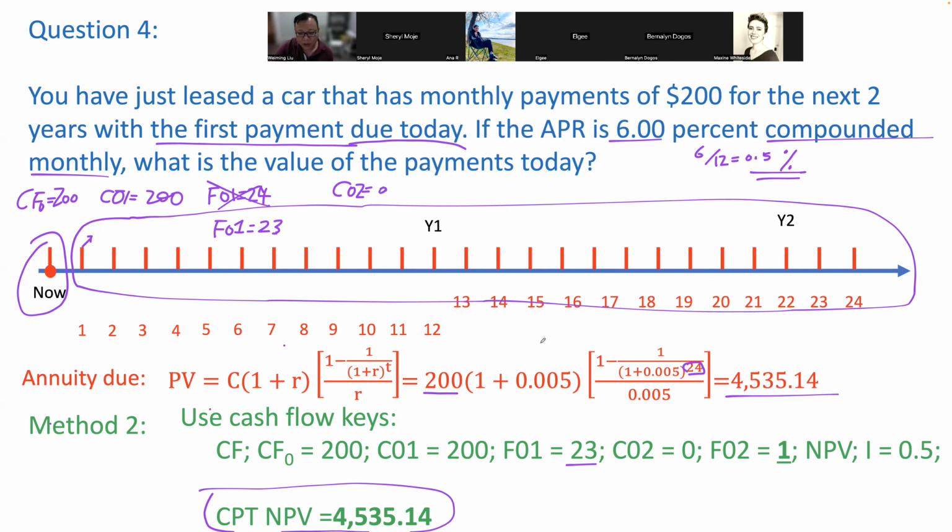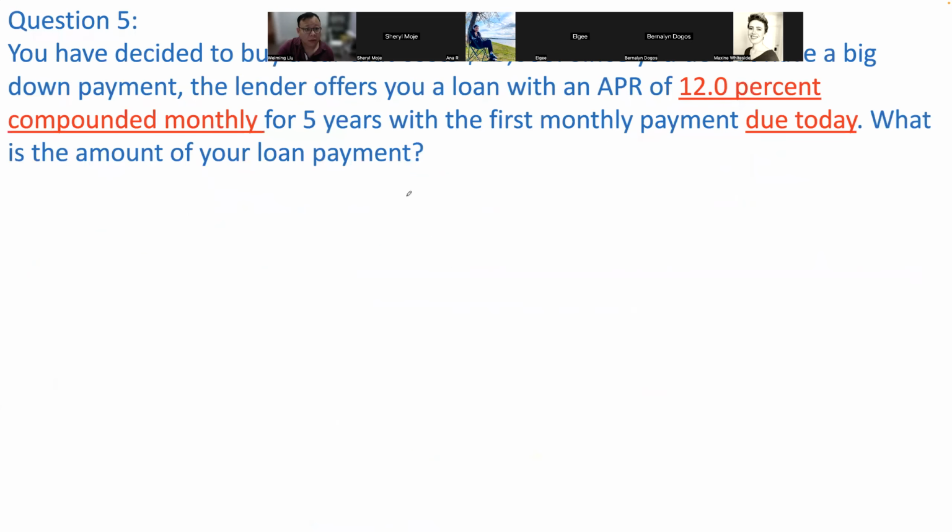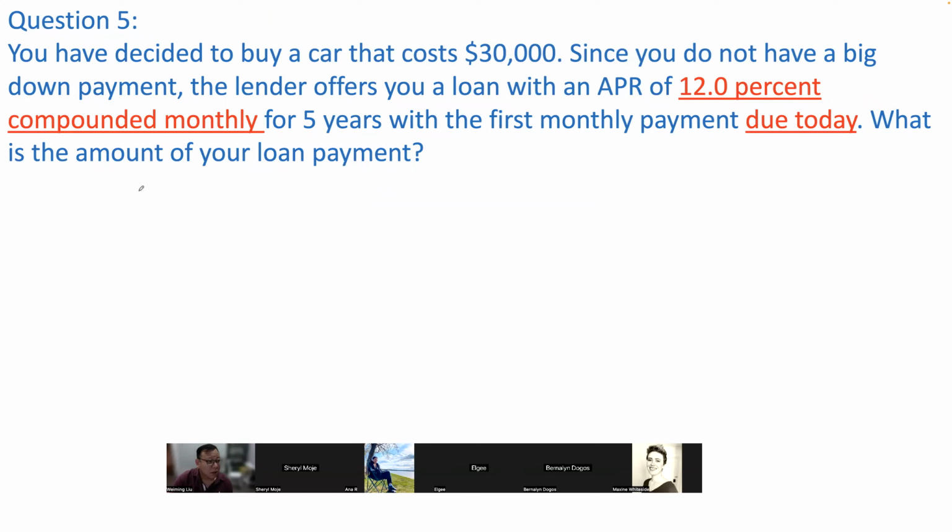The last question. In this question, you have decided to buy a car that costs $30,000. Since you do not have a big down payment, the lender offers you a loan with an APR of 12% compounded monthly for 5 years, with the first monthly payment due today. What is the amount of your loan payment?